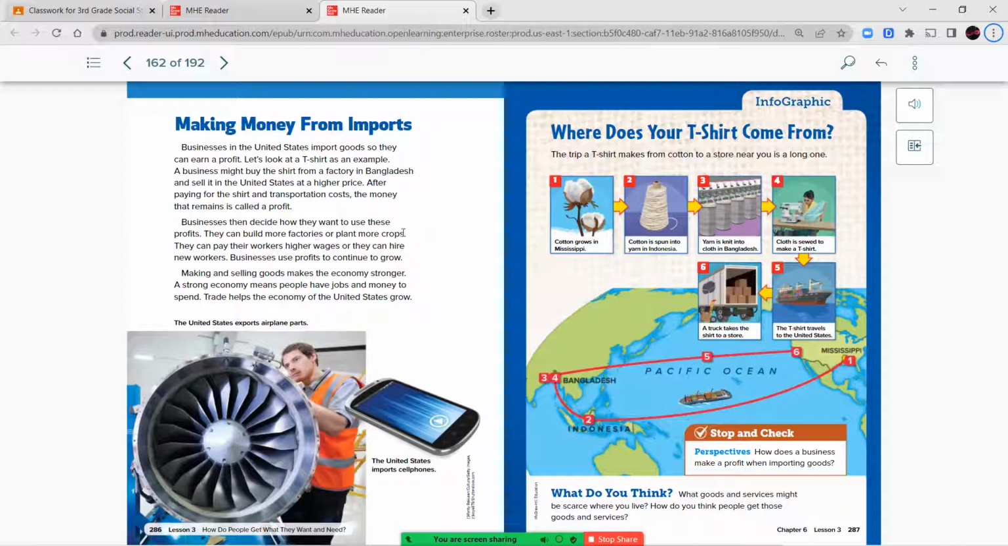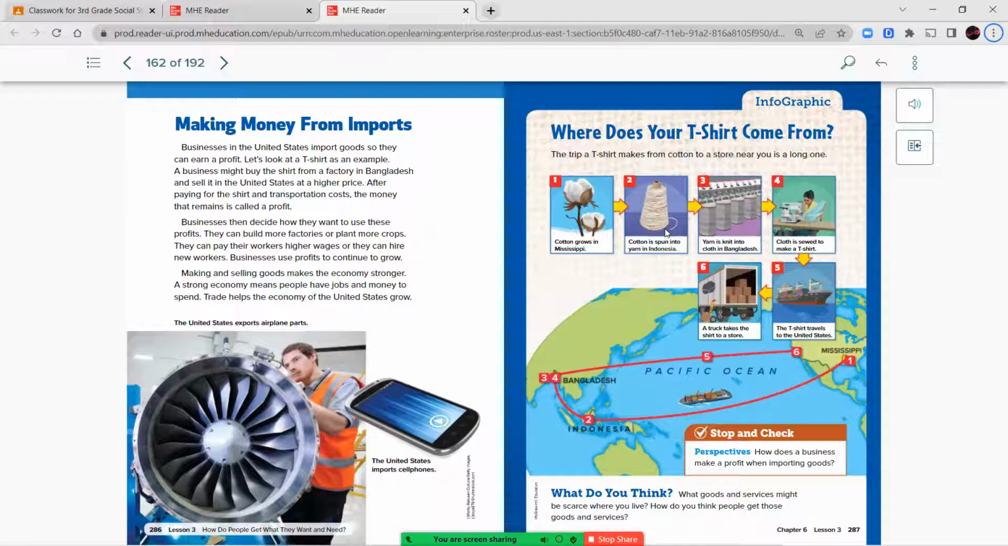They can build more factories or plant more crops. They can pay their workers higher wages and they can hire new workers. Businesses use profits to continue to grow. Making and selling goods makes the economy stronger. A strong economy means people have jobs and money to spend. Trade helps the economy in the United States grow. The United States exports airplane parts. The United States imports cell phones.